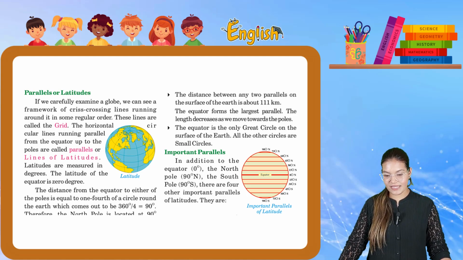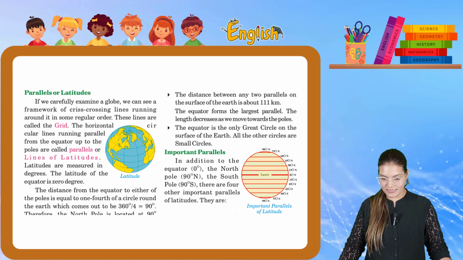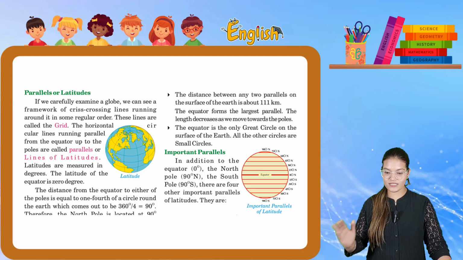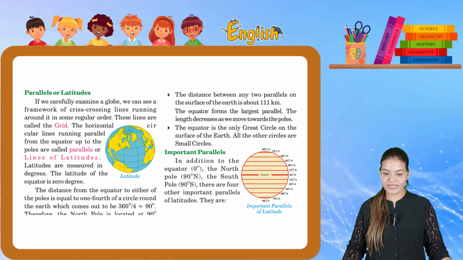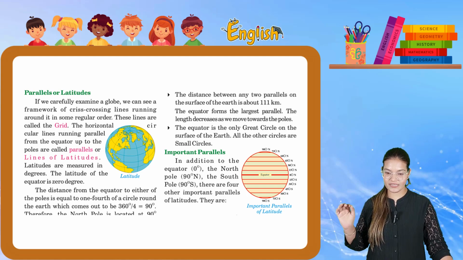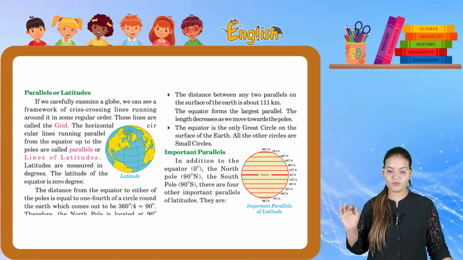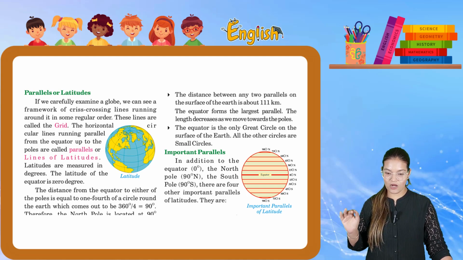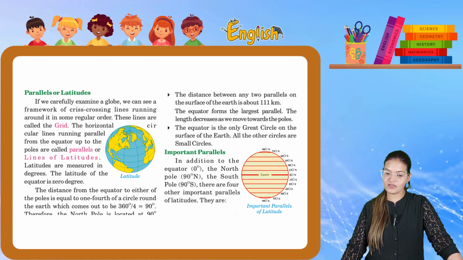Last point, the equator is the only great circle on the surface of the earth. All the other circles are small circles. Important parallels. In addition to the equator 0 degree, the North Pole 90 degree N, the South Pole 90 degree S, there are 4 other important parallels of latitudes.